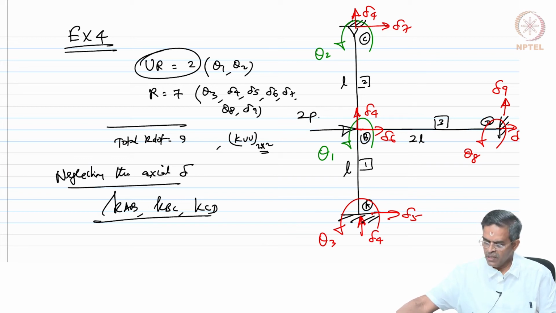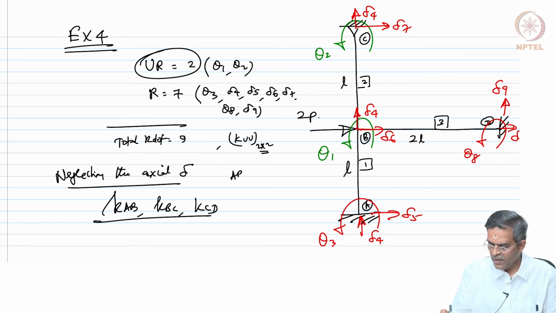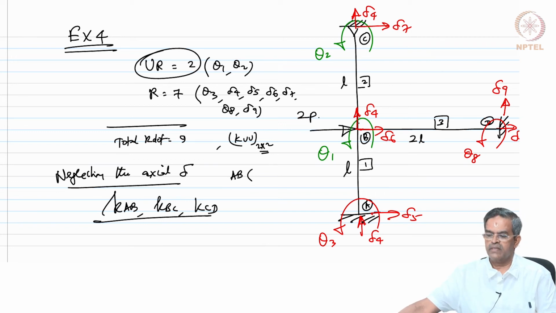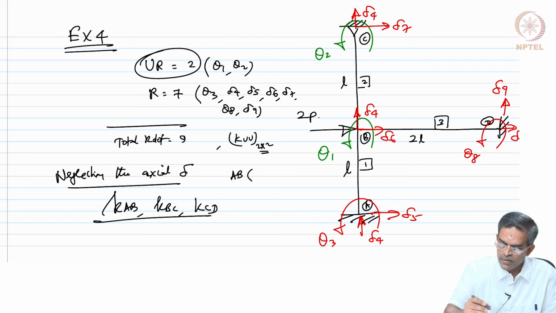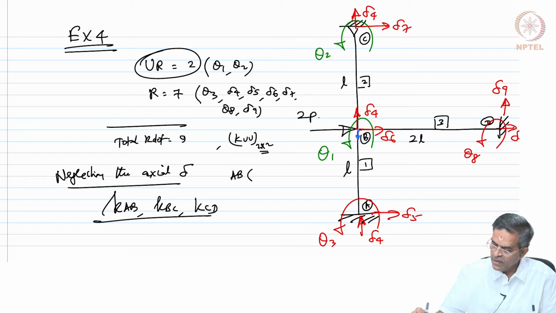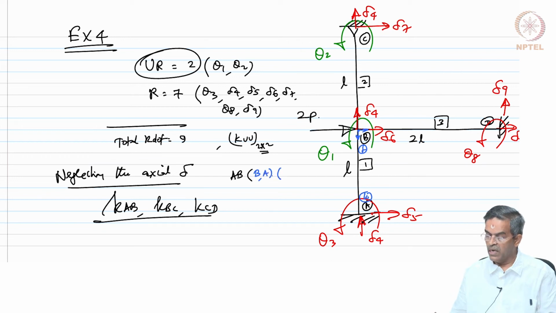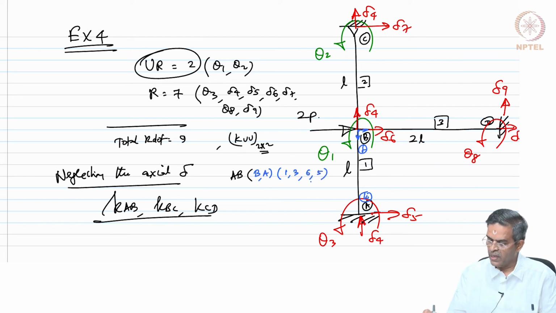Let us look at the labels. For the member AB, we will take the jth end here and kth end here. This is my jth end and this is my kth end. Let us mark a table quickly. Jth end is at B and kth end is at A, and the labels are rotation at J, rotation at K, displacement along positive y at J and positive y at K.